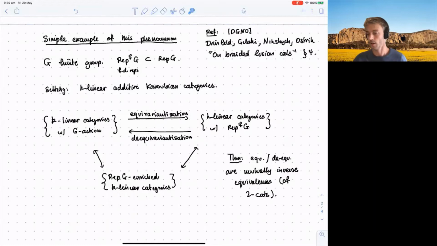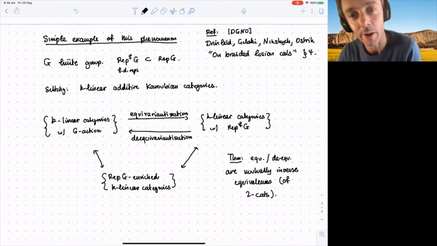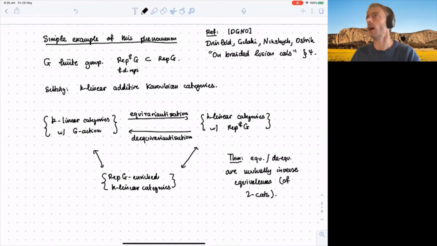Okay. So now I'll give more details on this. And if I'm entirely honest, probably the best use of your time would just be to read the four pages in DGNO at this point, but I'll continue the lecture anyway. Okay, so I first want to discuss the equivariantization arrow, and then I want to discuss the de-equivariantization arrow.